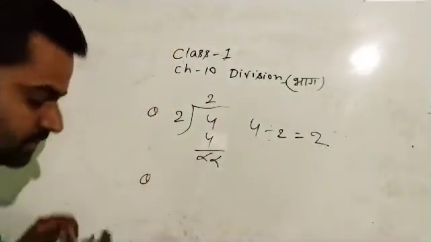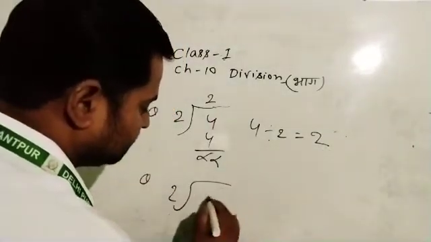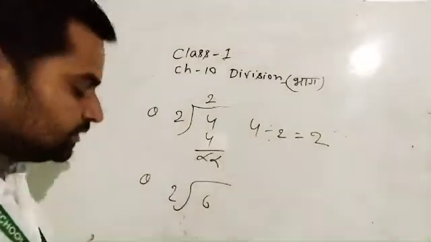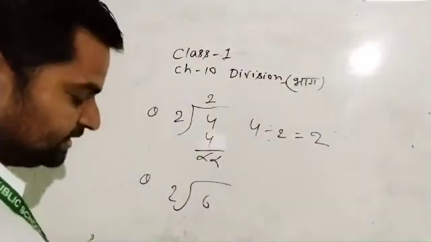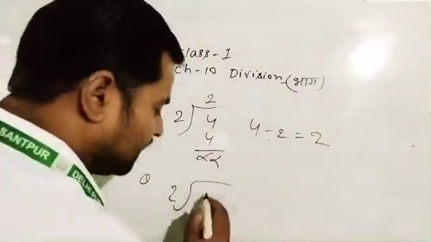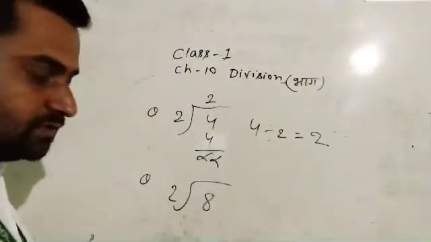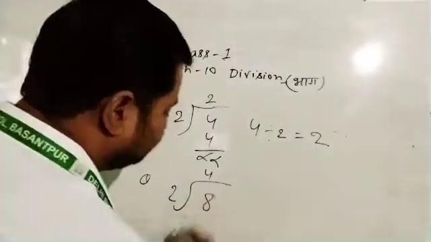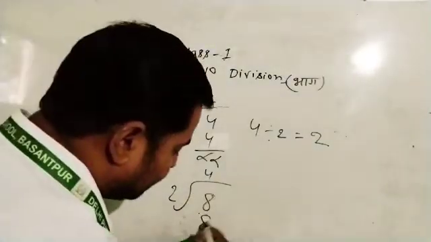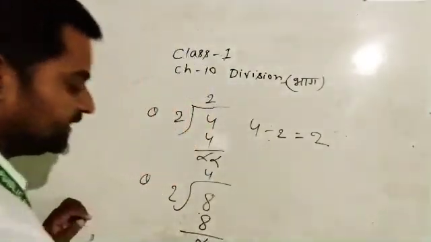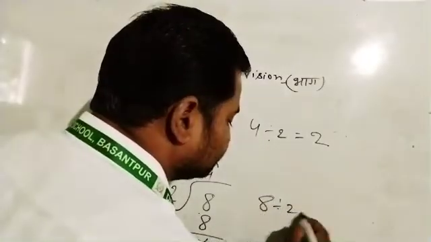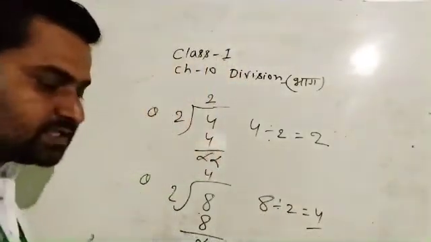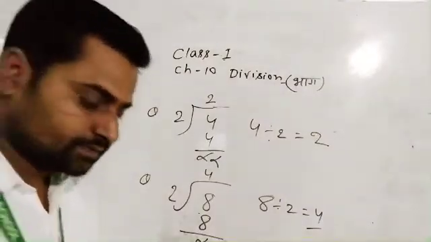Another question, 8 divided by 2. 2 1s are 2, 2 2s are 4, 2 3s are 6, and 2 4s are 8. This answer is the same, so write 8. You write 4 on the upper side and 8 on the lower side, cross sign, and write 8 divided by 2 is equal to 4. Okay students, I hope you know that.